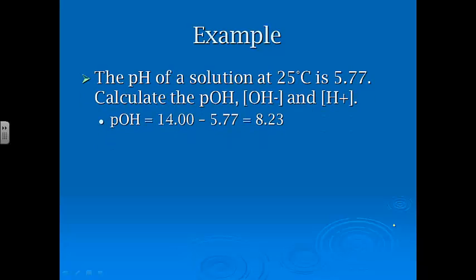One more, I believe, here. The pH of a solution is 5.77. Calculate the pOH, the hydroxide ion, and the hydrogen ion concentration. So again, you can work backwards here. pOH is equal to 14.00 minus 5.77. It's going to be 8.23.